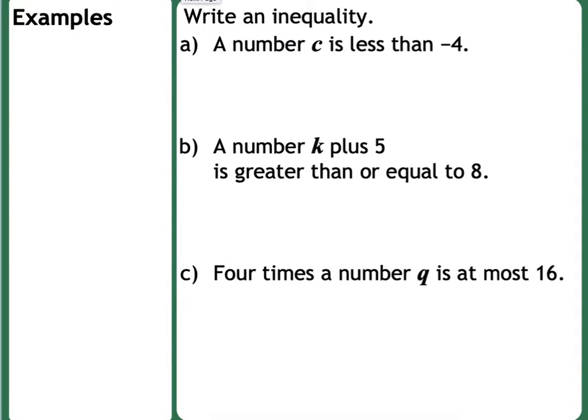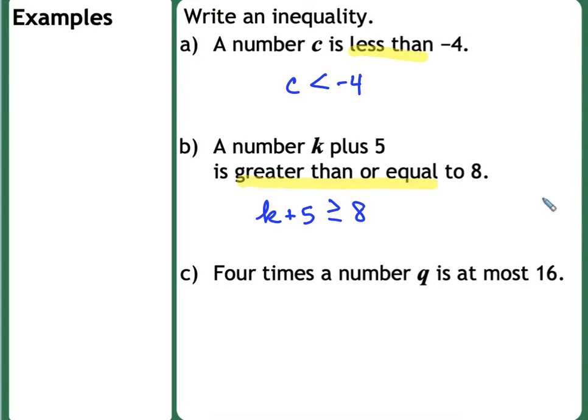Number 6 is less than, or number C is less than -4. So less than is pretty straightforward. Less than, and C is less than -4. Alright, next up we have a number K plus 5 is greater than or equal to 8. So again, that one's pretty straightforward, greater than or equal to. On the left we have K plus 5. On the right it's greater than or equal to 8.